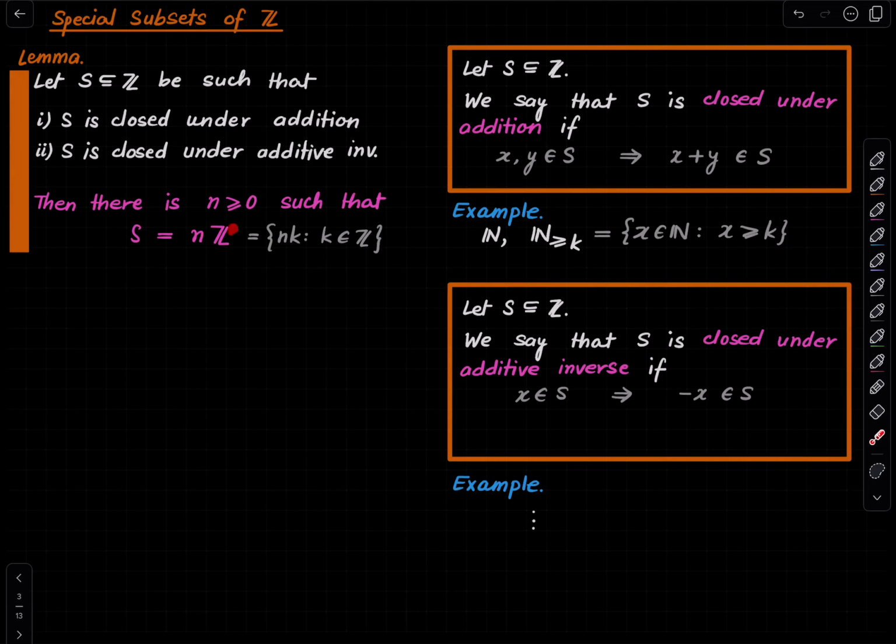So clearly, if you have a set like this, you pick any non-negative n, or in fact pick any integer n, and consider nZ, it will satisfy both these properties. If you add two multiples of n, it is again a multiple of n. If you take the additive inverse of a multiple of n, it is again a multiple of n. So these sets do satisfy both these properties. The point of the theorem is that the converse also holds.